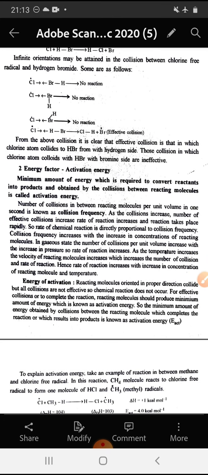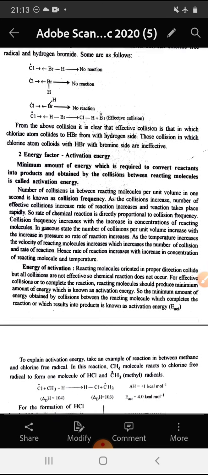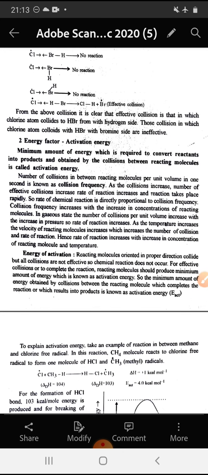So from the above collisions, it is clear that the effective collision is that in which the chlorine atom collides with HBr from the hydrogen side, and those collisions in which the chlorine atom collides with HBr from the bromine side are ineffective. The next factor is energy factor.